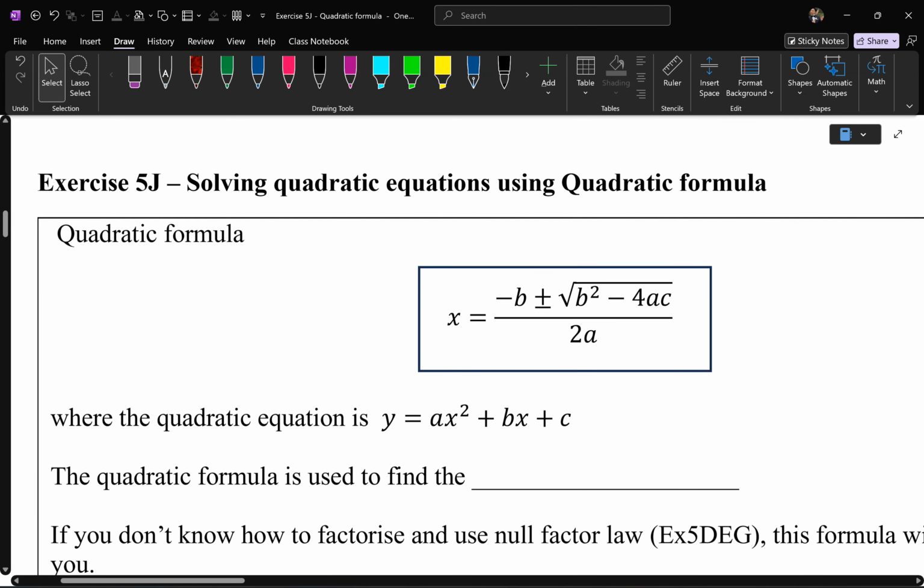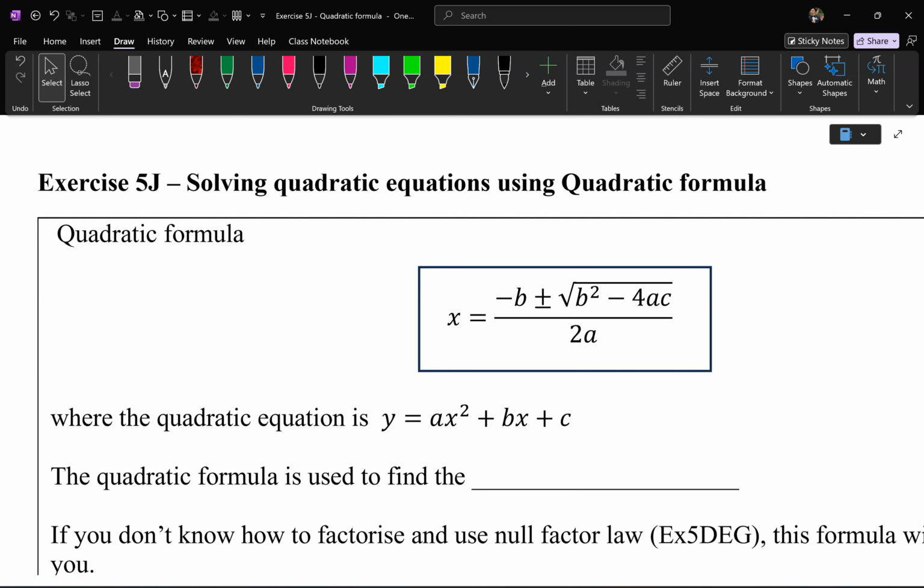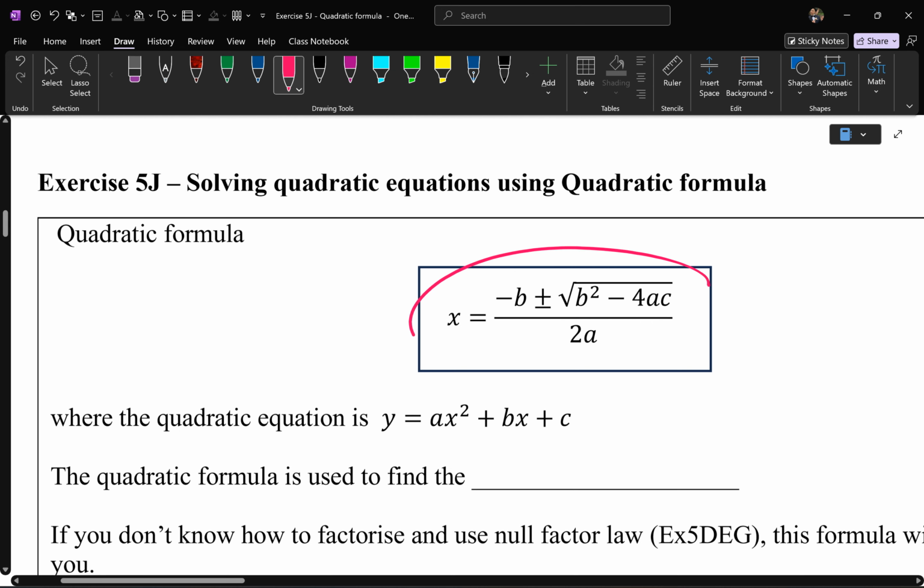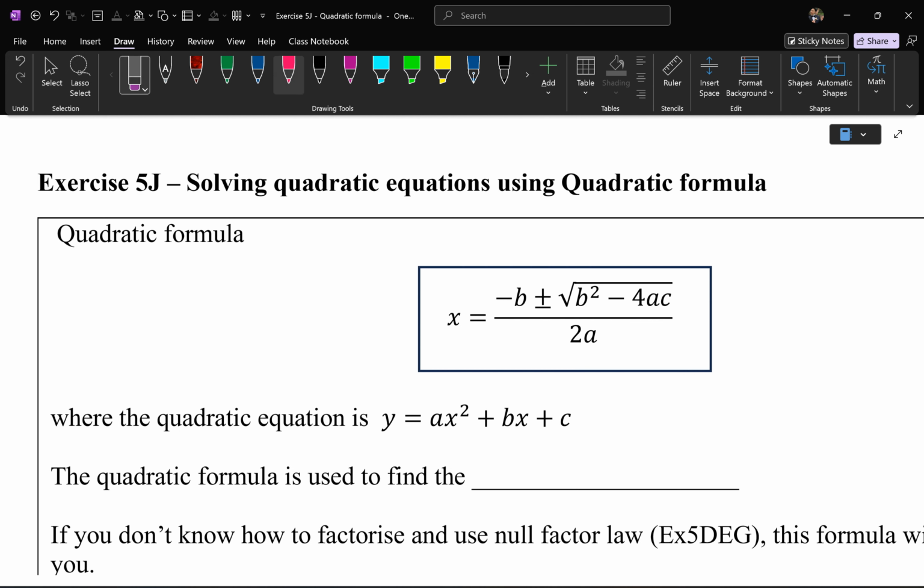You are meant to memorize it. You are meant to know it off by heart. At year 9 and 10, usually it is in the formula sheet, but by the time you get to year 11, that is prerequisite knowledge. Yeah, so x equals negative b plus or minus square root of b squared minus 4ac, all over 2a. What is b, a, and c? They all represent each of the coefficients of a general quadratic equation. So even if you don't know how to factorize, this formula will tell you the x-intercepts.